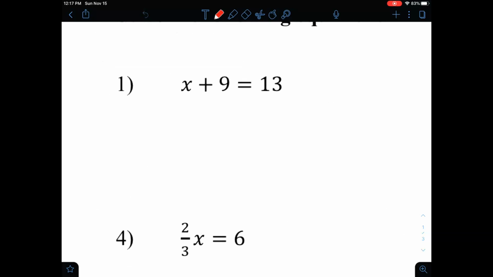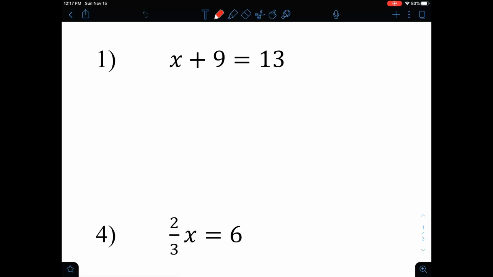It says solve the following equation. So for number 1, we have x plus 9 equals 13. Well, to solve for x, we're not going to guess what number it is because that's not what solving is. We need to actually solve. We need to undo adding 9. How do we undo adding 9? What's the opposite of adding 9? Well, we're going to subtract 9 from both sides. So x is going to be equal. 13 minus 9 is going to be 4.